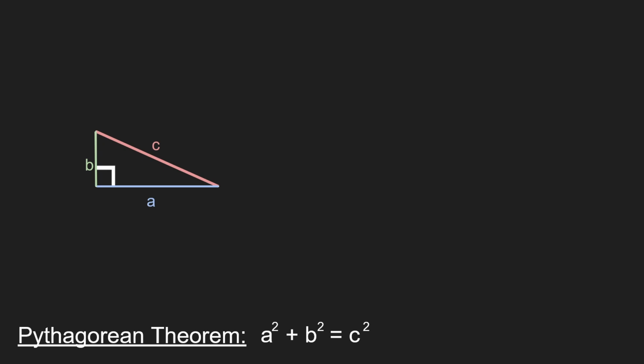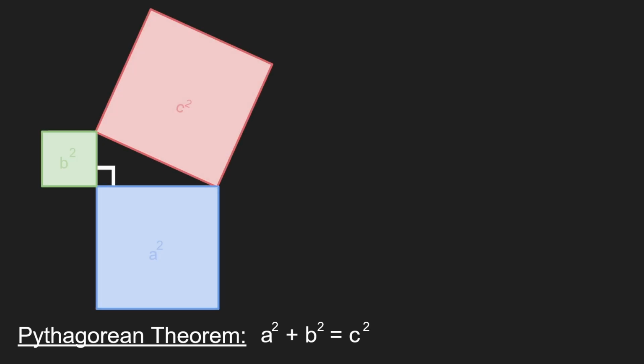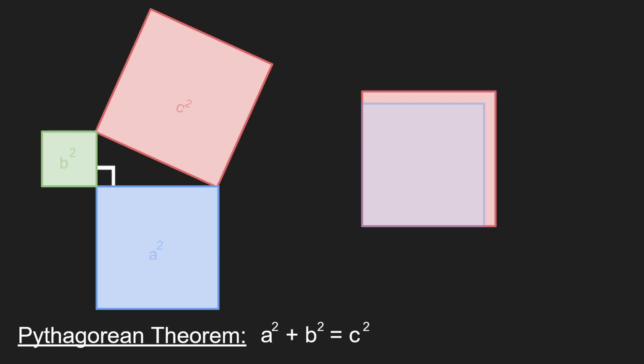This means that if we draw squares in each side, the square of C should be equal to what we get if we combine squares A and B. Let's compare the squares on the side here. On a first glance, B seems like it can't fit. But if we cut it into pieces, and we reorganize these pieces in a certain way, we suddenly get the same area.